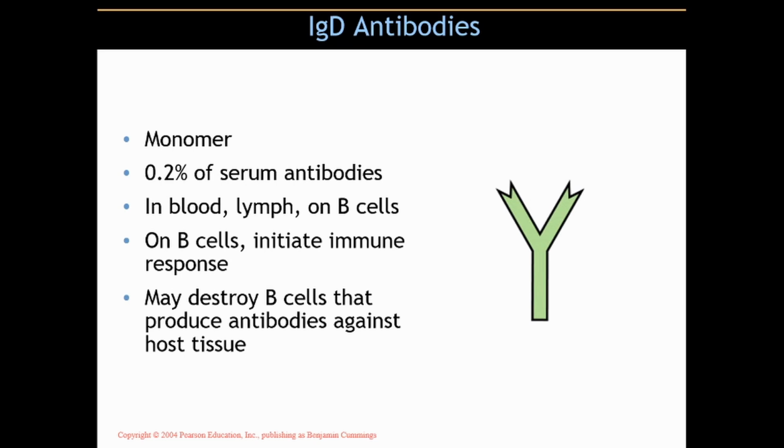They may destroy, and I use the word may because there are still some things to learn about IgD. They're a bit enigmatic. They may destroy B cells that produce antibodies against host tissue. Whenever we start developing autoimmune issues, some research has shown that IgD destroys these B cells that are producing antibodies against our own tissue, causing them to undergo apoptosis. But not always. Some research has shown it, and some research has not shown that to be true. So there's still more to be learned about IgD. They're a mystery.